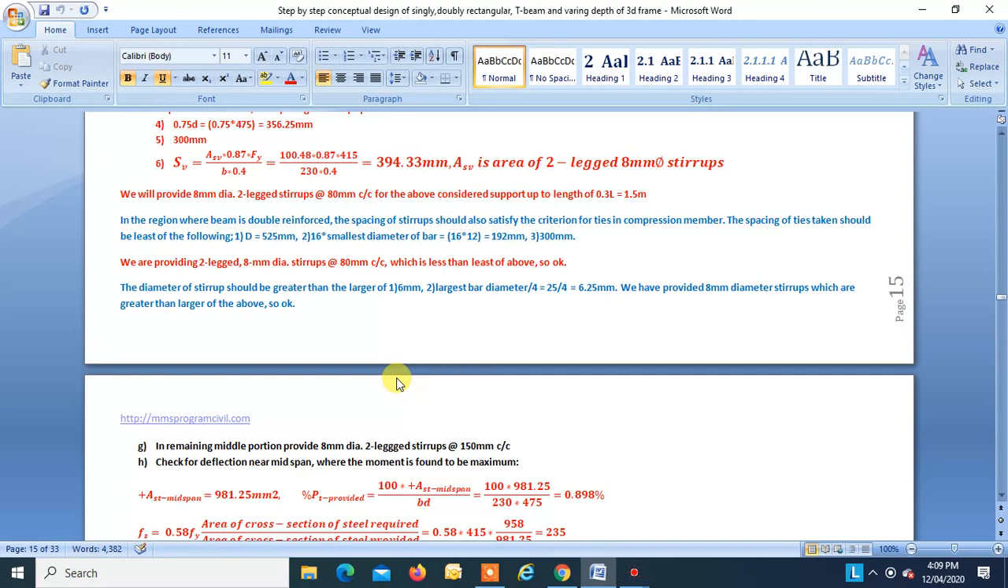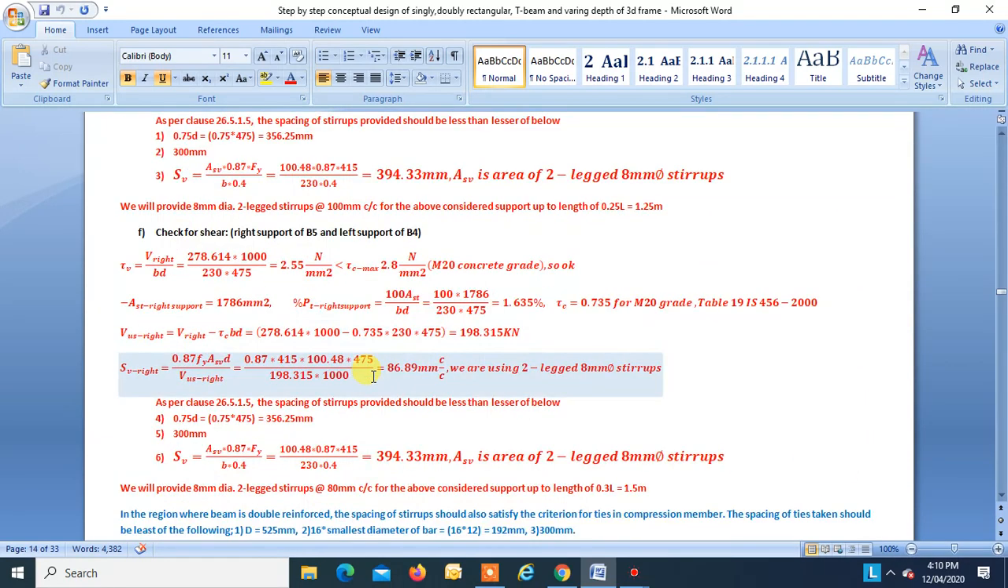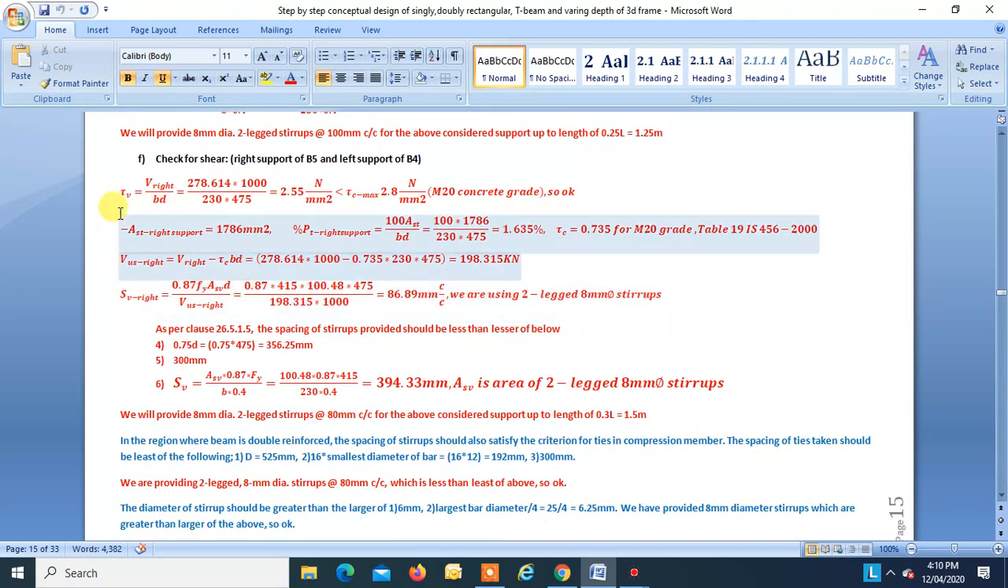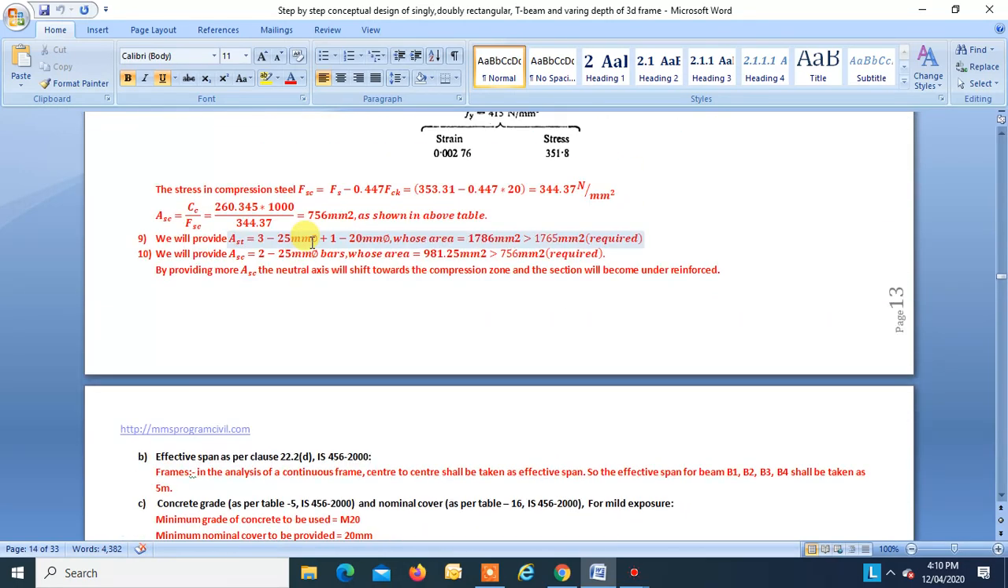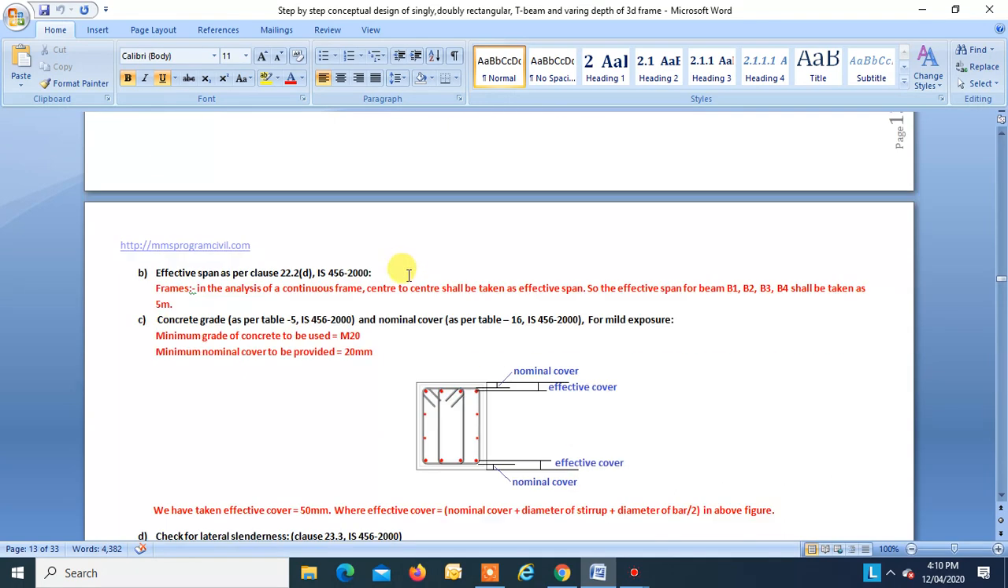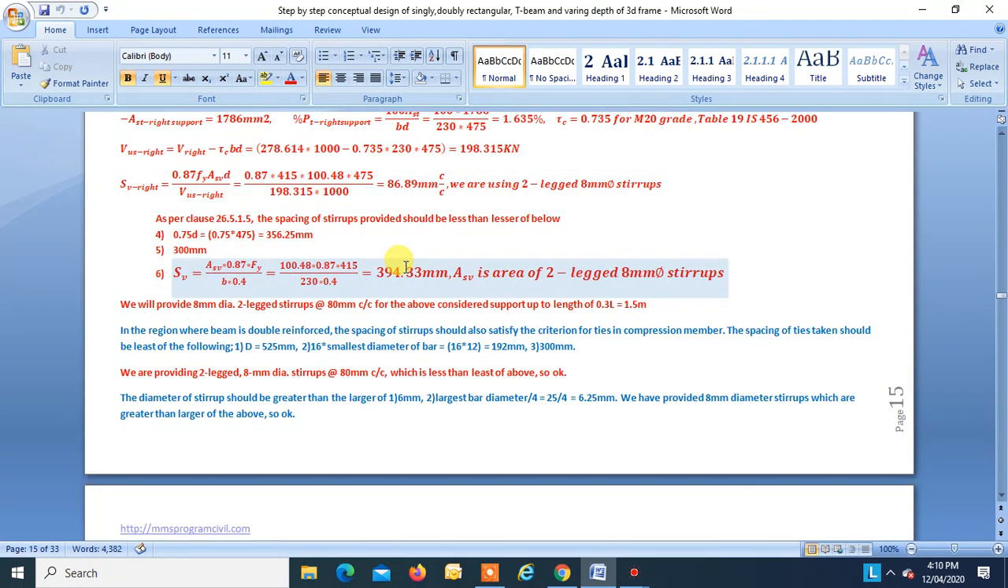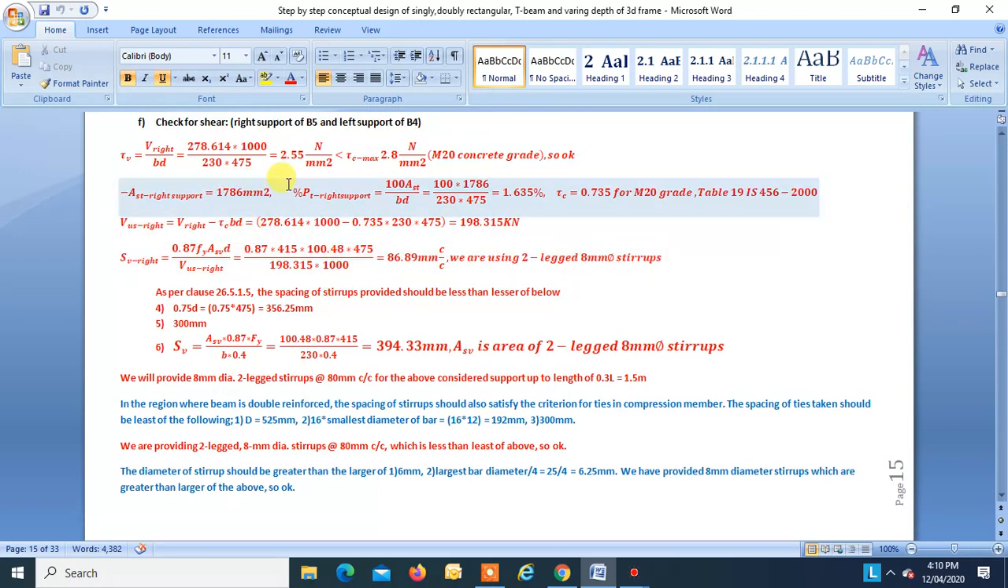Now coming to the right hand support. Check for shear at right hand support. The tau V is found to be 2.55, less than tau C max 2.8. Now the steel provided at right hand support, which we just found over here, is 1786. So we are taking 1786. So PT from this formula we find as 1.635. Corresponding tau C is 0.735. Tau C is less than tau V and tau V is less than tau C max.